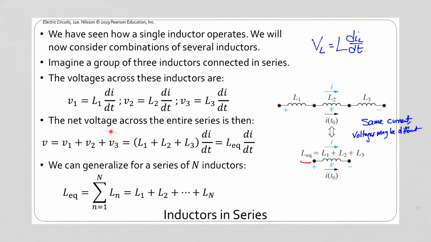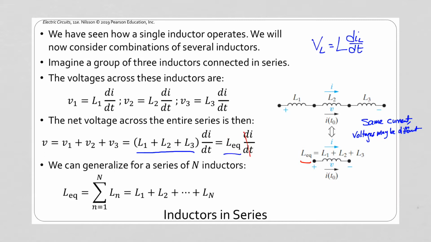But V1, V2, and V3 combined can be written in terms of the inductances times the derivative of the current. The derivative of the current is the same for each because the current is the same for each, so we can factor that term out. And what we can see here is that the sum of these inductances times the derivative of the current is the same as if you had one single inductor, and the voltage across that inductor, V, would be that equivalent inductance times the derivative of the current.